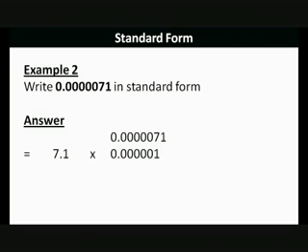So 0.000001 is a small number with 6 zeros in it, including the one before the decimal. So what we've got is in fact equal to 7.1 times 10 to the minus 6. And that's in standard form because it's a number between 1 and 10 multiplied by a power of 10.